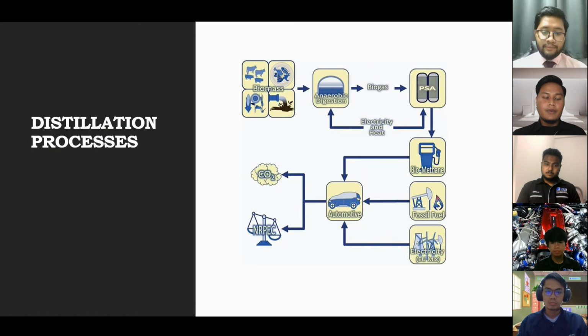Next is my part, the distillation process. The process starts from anaerobic digestion powered by the biomass, which is organic material from plants and animals. In anaerobic digestion, bacteria break down the organic matter. As they consume the waste and organic matter, they give off biogas. However, before we convert it into biomethane gas, we need to clean it up by removing the CO2 gas. So we need to use PSA, which is pressure swing adsorption. That's all for my part.